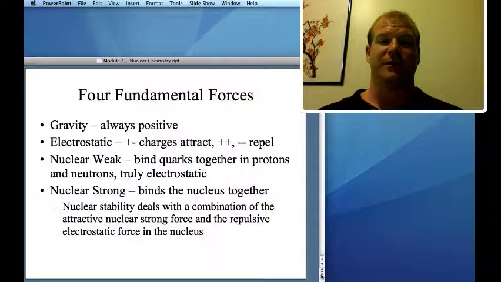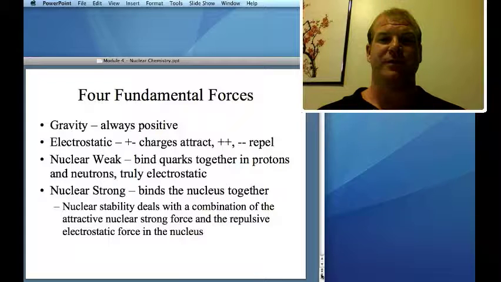And the nuclear strong force, this is what binds the nucleus together. For some nuclei, there are just too many positive charges. So the nucleus has got protons and neutrons. Neutrons have no charge, protons do. All these positive charges in the nucleus are repelling. So there has to be something to hold it together, and that's the nuclear strong force.